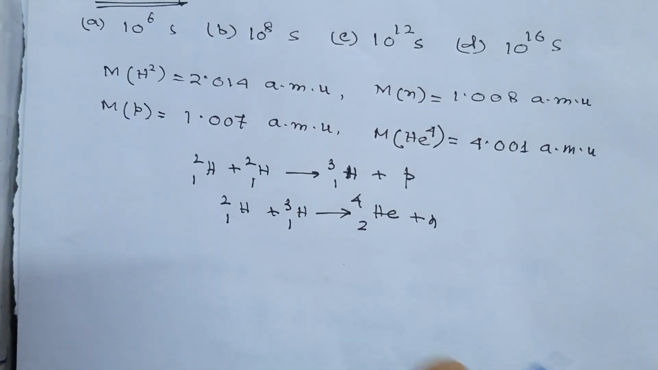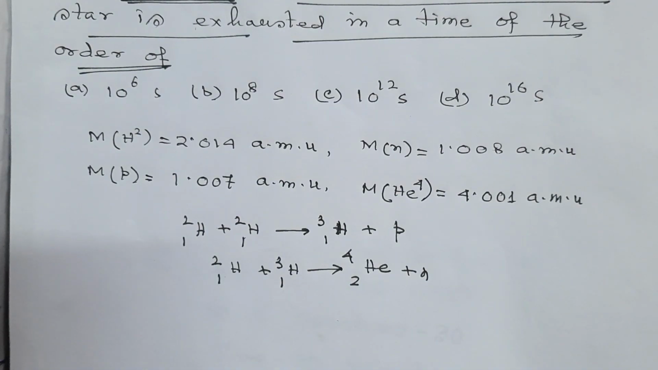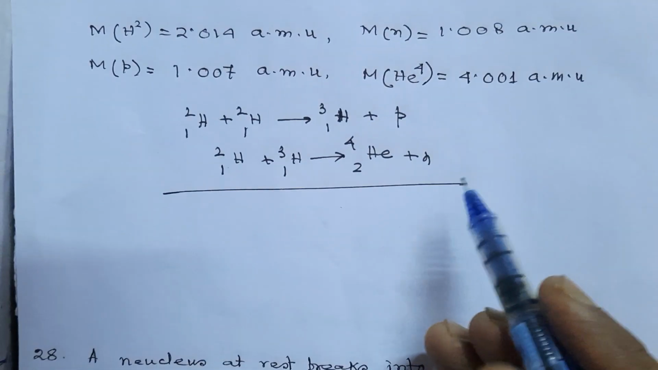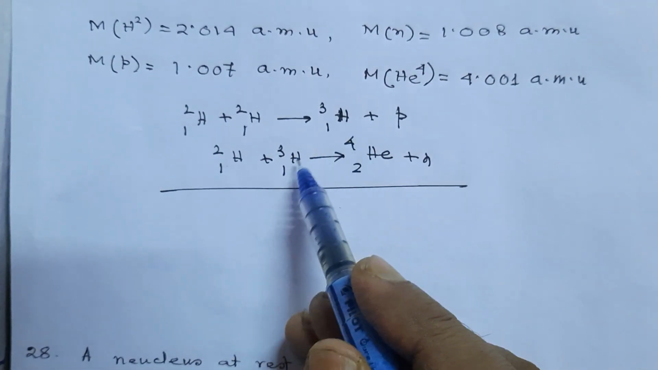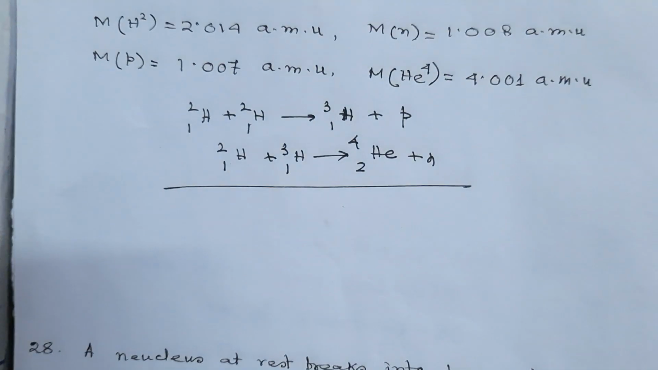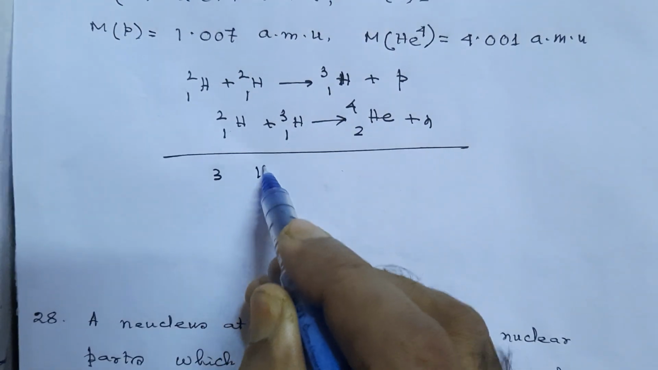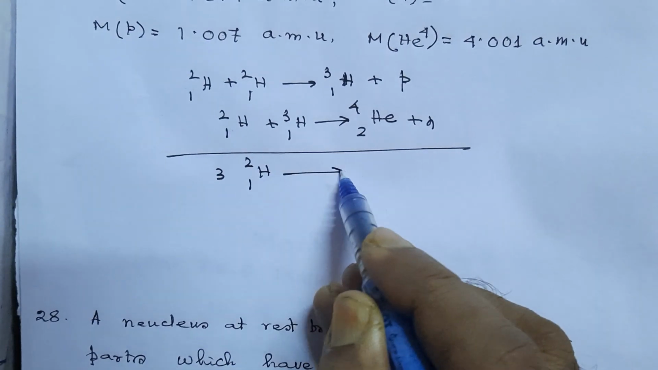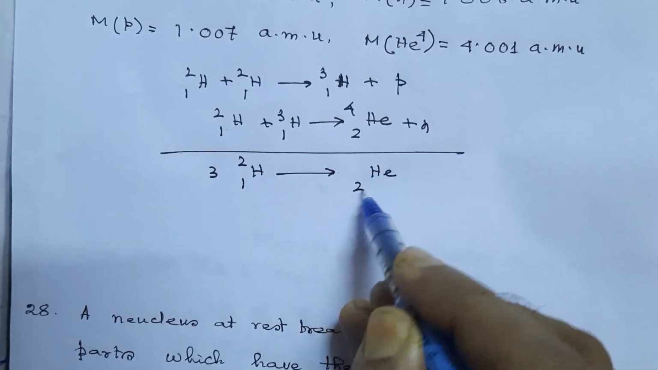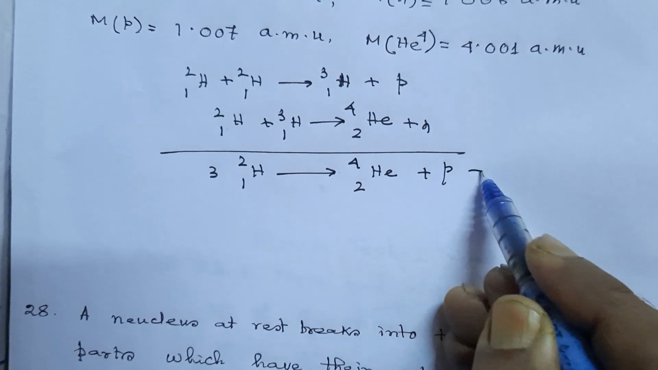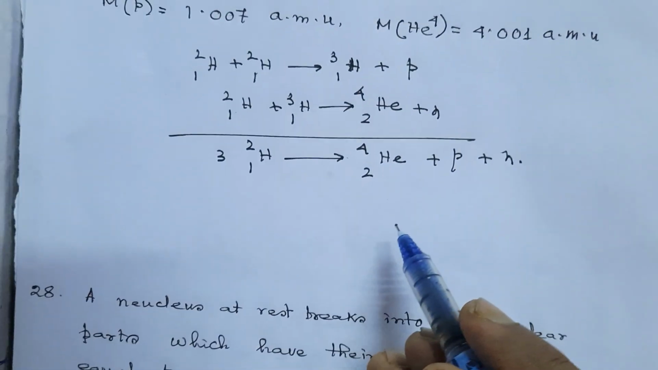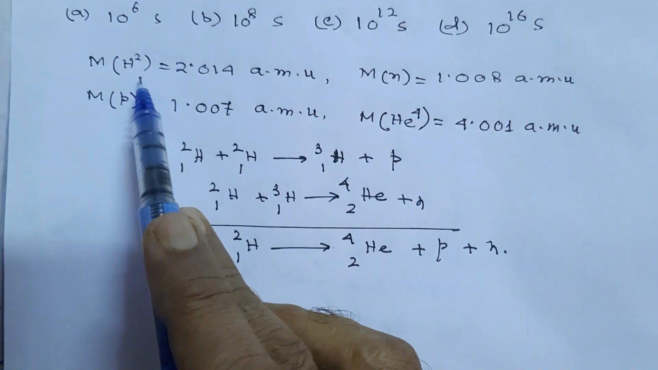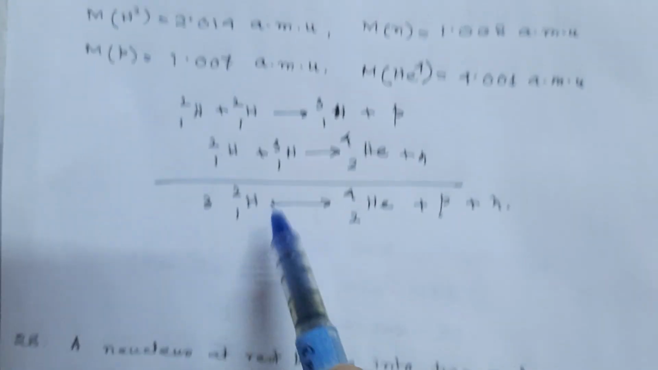So when the reaction will stop, that is our point of consideration. Now add the two equations. From the right hand side and left hand side, 1H3 will cancel out. So we will get 3 into 1H2, which will yield 2He4 plus proton plus neutron. Now the mass of each is given. Mass of H2 is 2.014. There are 3 1H2.